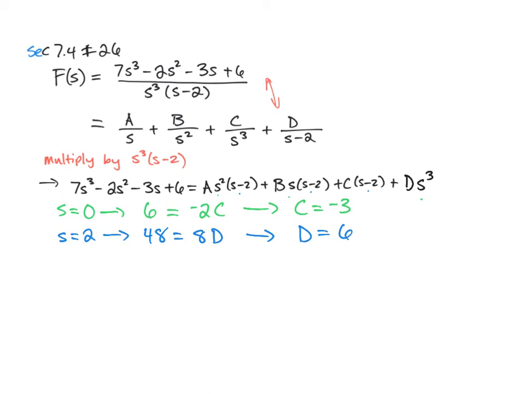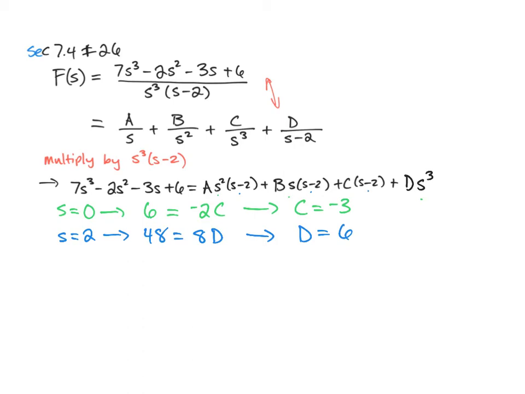So now I only have two unknowns left. I have a and b left to solve. There aren't any more obvious choices to plug in for s, but I can plug in anything I want. And if I just do two different things, I'll get two equations that both have a and b in them, and then I should be able to solve them.